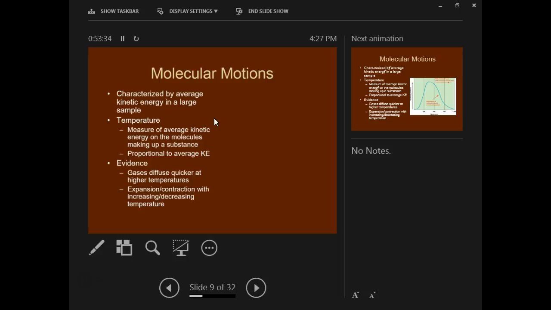Okay? You know this. Gases diffuse quicker at higher temperatures. If I had that bottle of ammonia here, and just opened the lid and let it go, it would slowly fill the space. If I put it on a Bunsen burner or a hot plate at a very low heat, I don't want to get anything going here, it's going to diffuse much, much faster. It will be all over the room in no time.